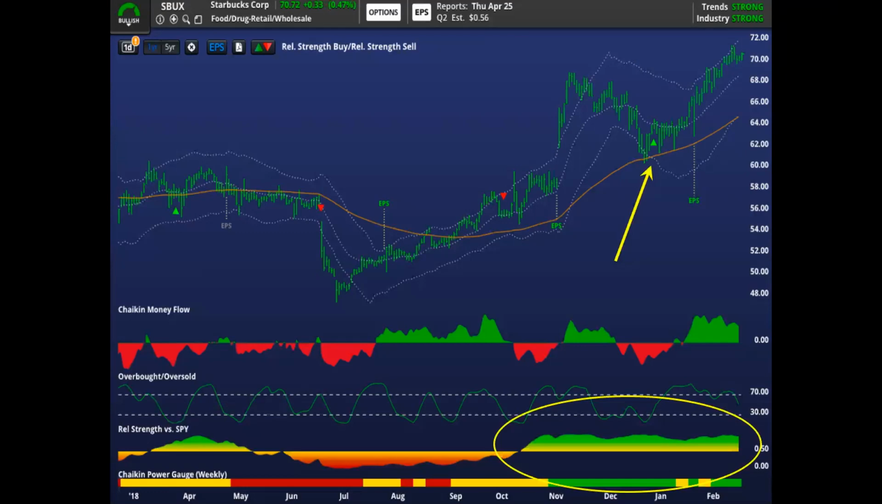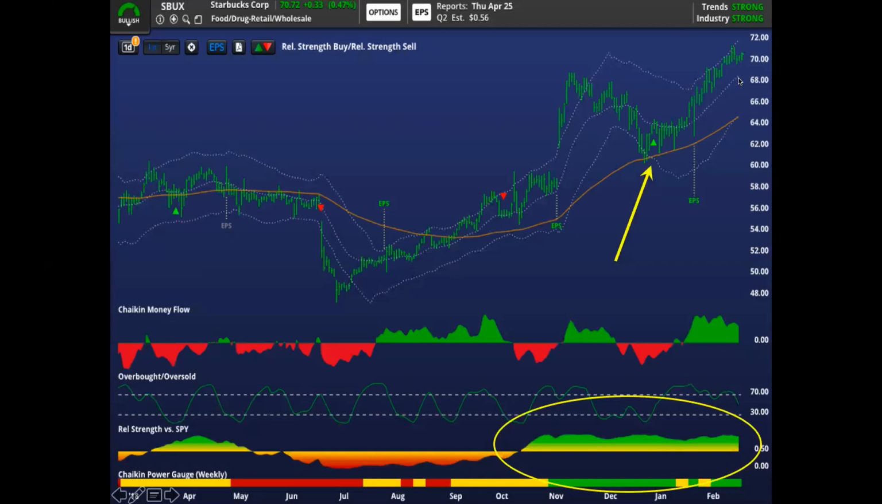Now, Starbucks, we used that as a screenshot example of a bullish stock when we showed you the 20 factors. It gave a relative strength buy signal just as Salesforce did right after the December 24th low, and the stock has gone from 64 all the way to 71. Again, too high to put on an options position.